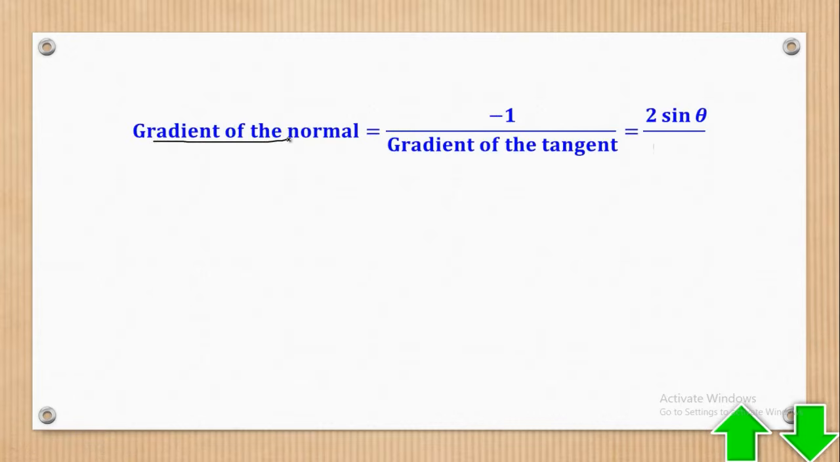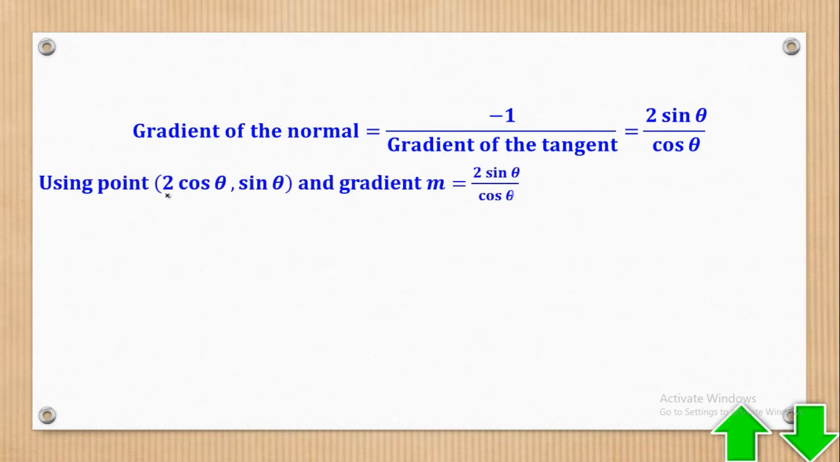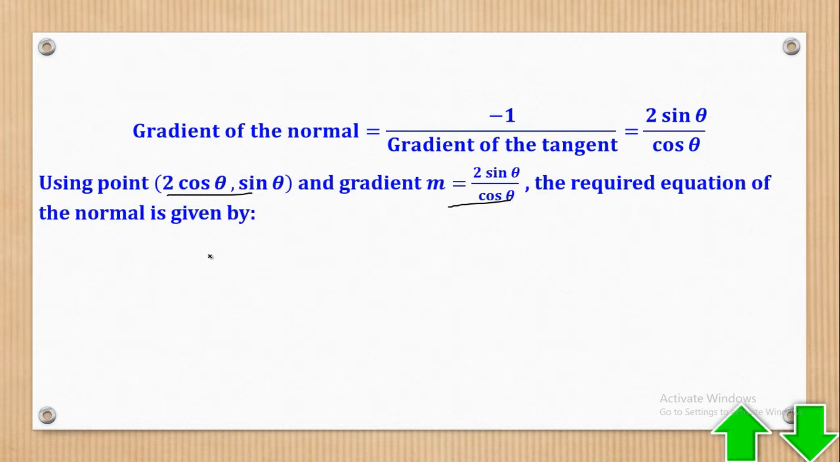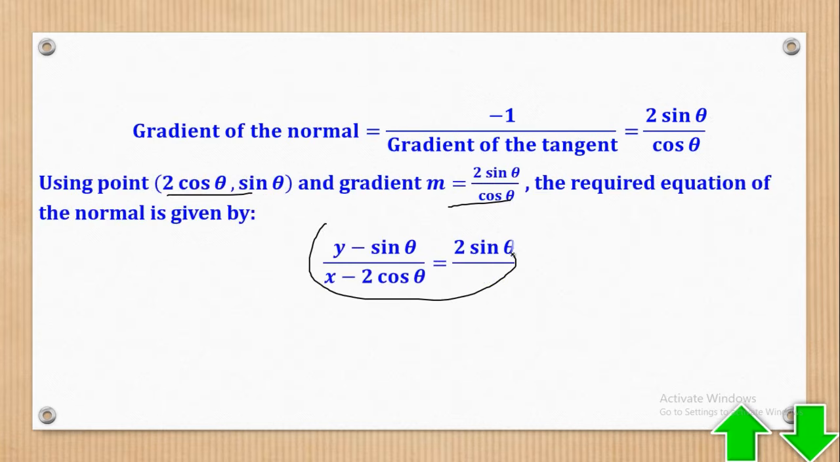Then for the equation of the normal, we have to get the gradient of the normal, which is the negative reciprocal of the gradient of the tangent, and it will be given by that. So come and substitute. Using this point and the given gradient, I can easily get the equation of the normal using this formula.